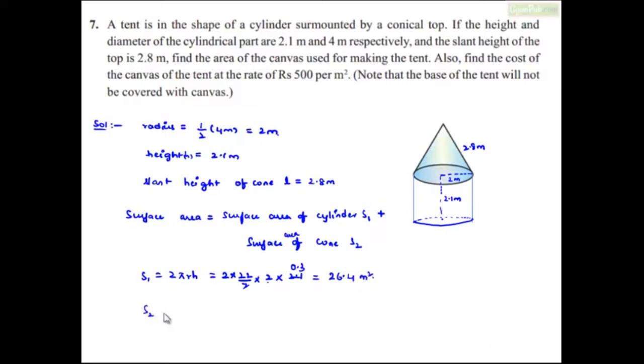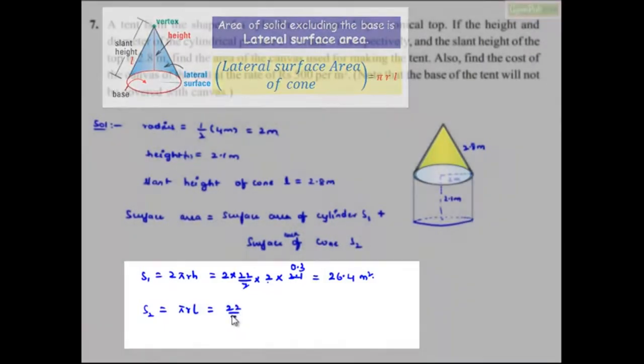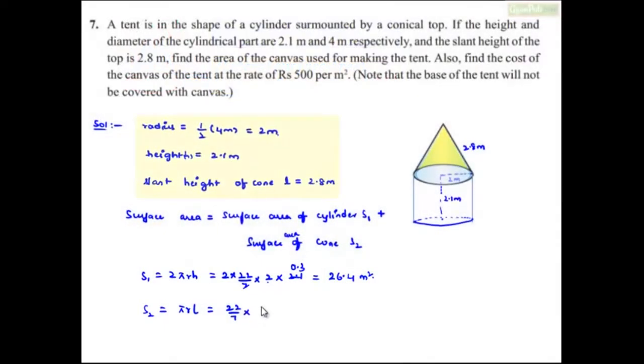Now S2, that is surface area of cone, which we know as pi rl, where L is the slant height, that is equal to pi value is 22 by 7 and the r value is 2 and the slant height is 2.8, which is equal to, here 7 goes in 2.8, 0.4 times, and 2 times 0.4 is 0.8, and 22 times 0.8, that is 17.6 meter square.